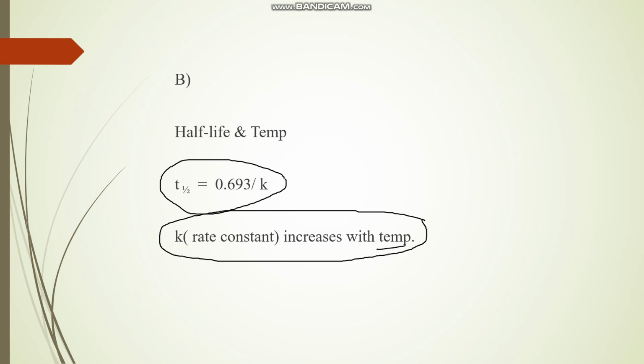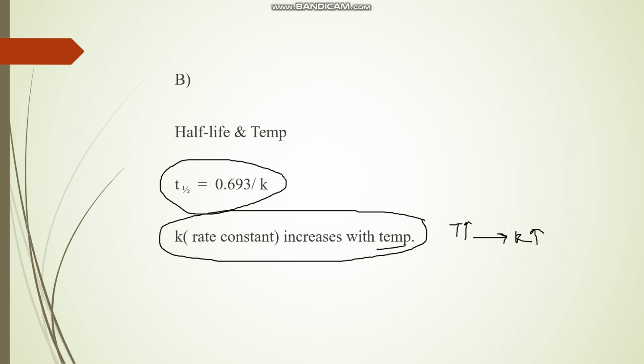We have to increase the temperature, as mentioned in the question. Temperature is represented by your capital T. You don't have to make this mistake: small t is for your time and capital T is for your temperature. So if we increase the temperature, it is written here that the rate constant k increases with temperature. It's a well-known fact in chemical kinetics that your rate constant k does increase with your temperature. So with an increase in temperature, your k value is increased.